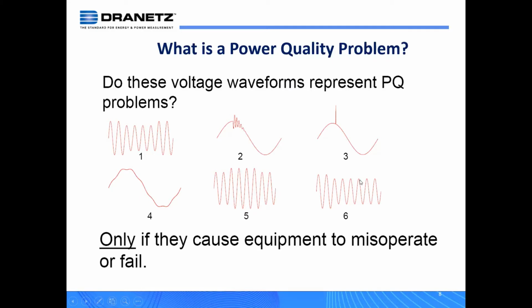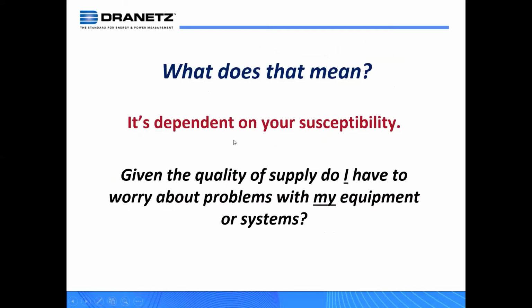So again, it's not the fact that these things occurred, it's the fact that you have susceptibility to these particular problems. You can drive yourself nuts looking for these, but you have to really look at your equipment and systems to see if you will be negatively affected by them. So again, what does that mean? It's really up to your susceptibility. Given the quality of supply, do you have to worry about problems with your equipment and systems? So that's on a case-by-case basis.